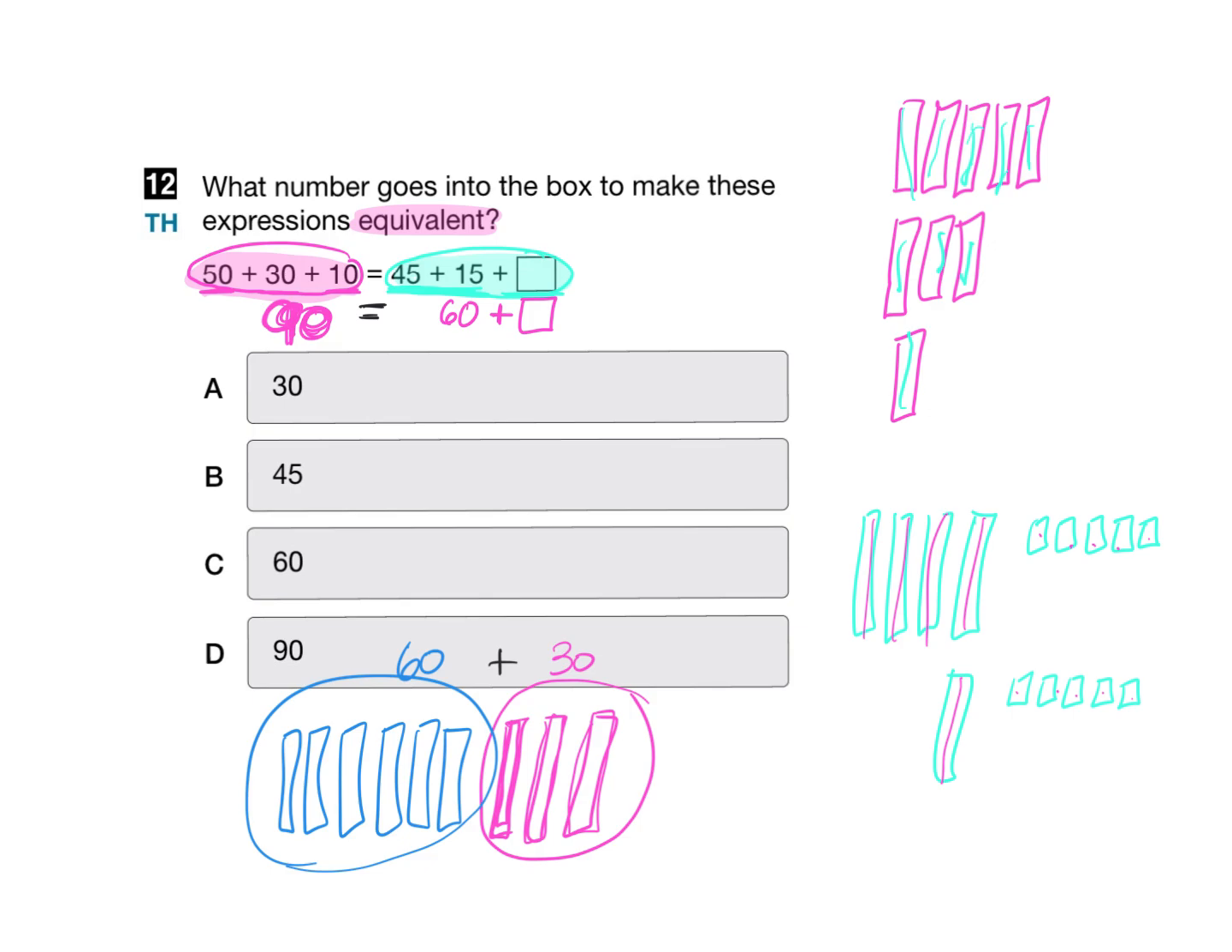So what's the answer here? Is it A, B, C, or D? Which one would represent the missing number that goes in the box? The answer would be 30, which is A. Very good. Excellent work today.